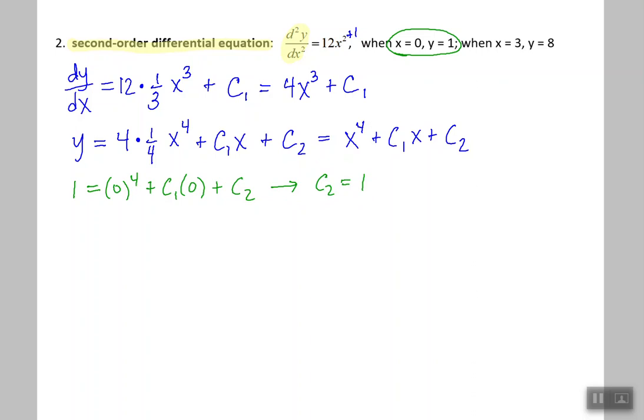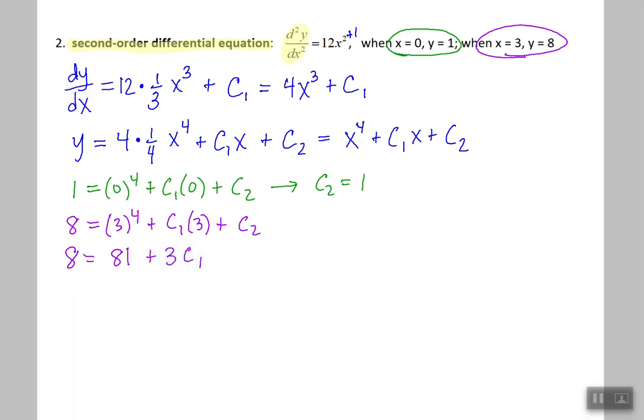Let's use our other boundary condition. When y is 8, x is 3, so 8 equals 3 to the 4th plus c sub 1 times 3 plus c sub 2. Now we do know that c sub 2 is 1, so we can plug that in as well. So we get 8 equals 81, 3 to the 4th is 81, plus 3 c sub 1, and c sub 2 is 1. So 8 equals 81 plus 1, 82, plus 3 c sub 1, subtract 82, negative 74 equals 3 c sub 1, dividing by 3, c sub 1 equals negative 74/3.